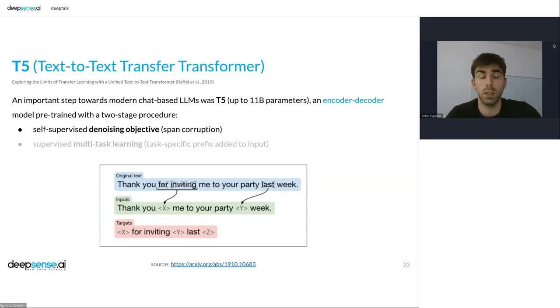T5 was pre-trained in a slightly different way. It was a two-stage pre-training procedure, and only the first part was self-supervised. The training objective, the task that T5 was trained on, was somewhat similar to BERT, because it was also a so-called denoising objective, in which parts of text were corrupted, or in this case, replaced with some other tokens. And the goal of T5 was to recreate the input, to denoise the initially corrupted text. In this case, these were not single tokens, but entire spans of text.